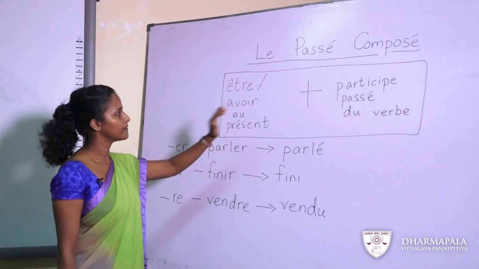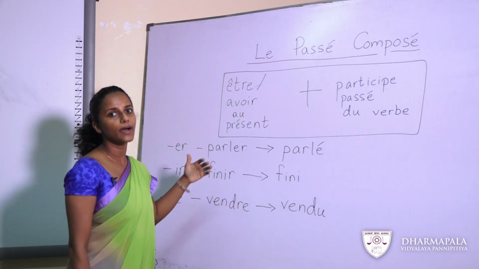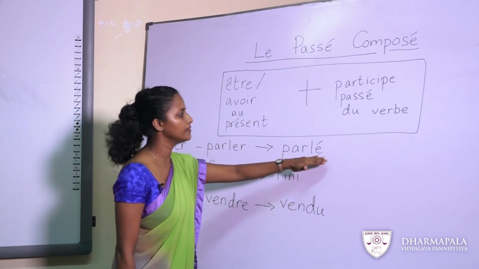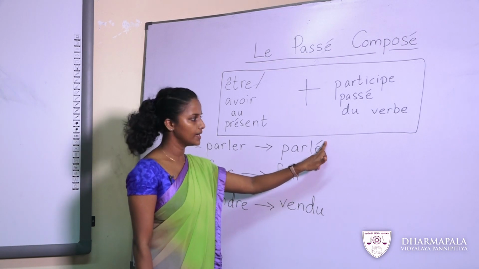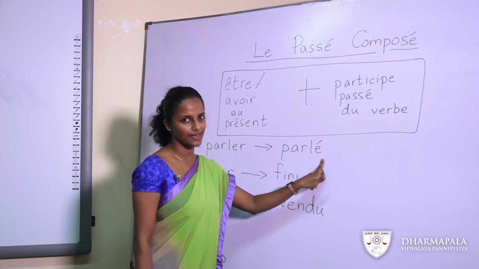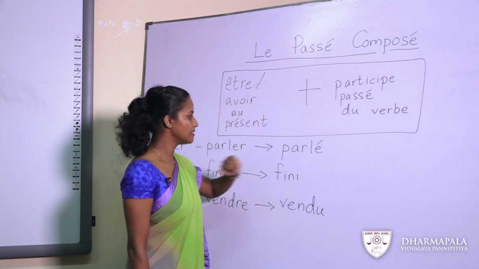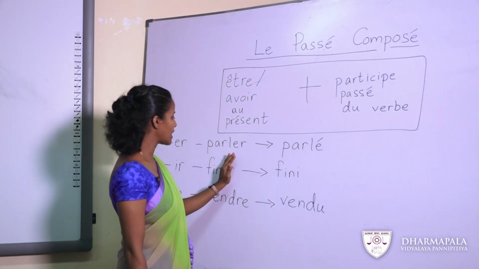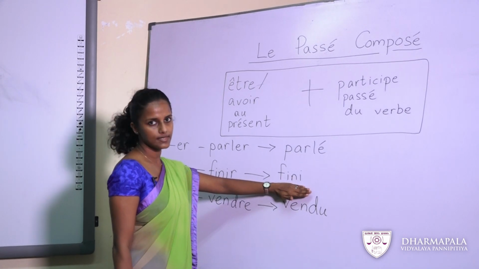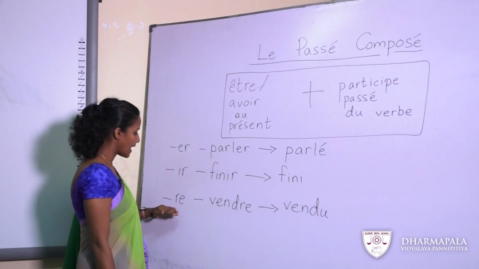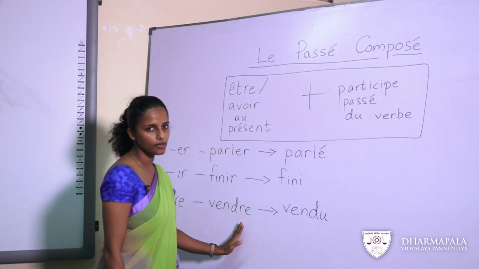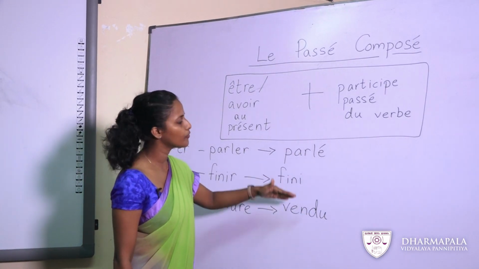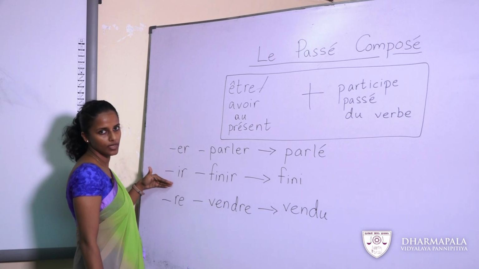First, we should know how to make the past participles. In ER verbs, we take the full verb, cut off the R, and add the accent, so it becomes parlé. This is the past participle of the ER verb parler. In IR verbs, like finir, we omit the R and the rest is the past participle, fini. And for RE verbs, like vendre, we cut off the RE and add U, so it becomes vendu. This is how you form past participles of each verb group.